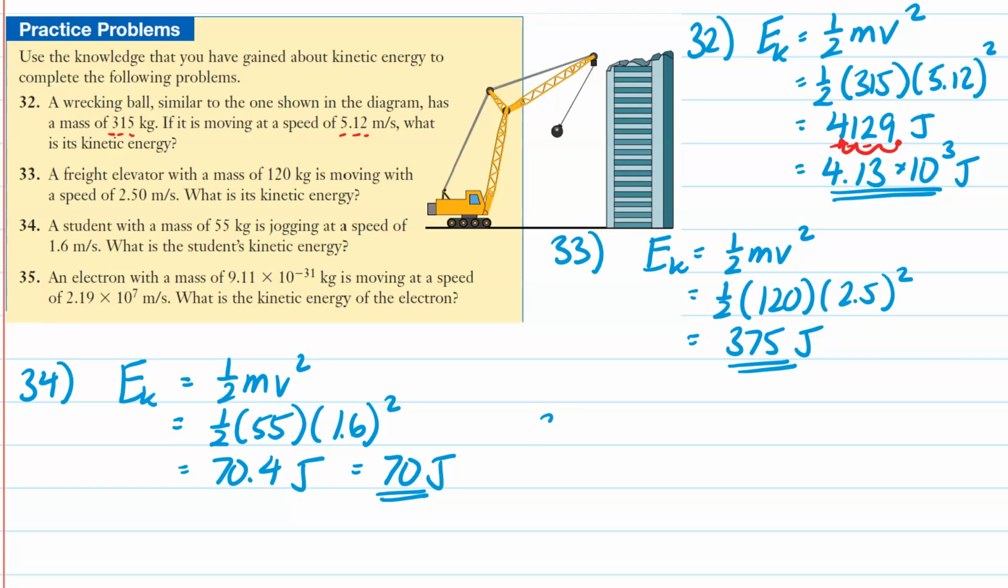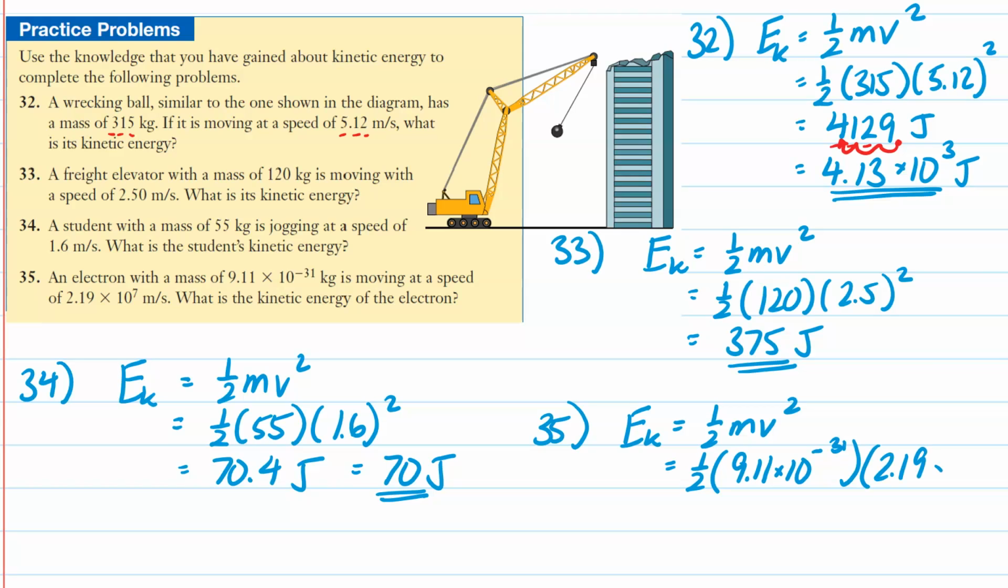And then finally, number 35. An electron has a mass that's very small, 10 to the negative 31, and it's moving at a speed that's very fast, 10 to the 7 meters per second. If we're looking for the kinetic energy, doesn't matter if the numbers are huge or tiny, we use the same formula. And that kinetic energy equals 1/2 times m times v squared. That's 1/2. And the mass is 9.11 times 10 to the negative 31. And the speed is 2.19 times 10 to the 7, which we're squaring.